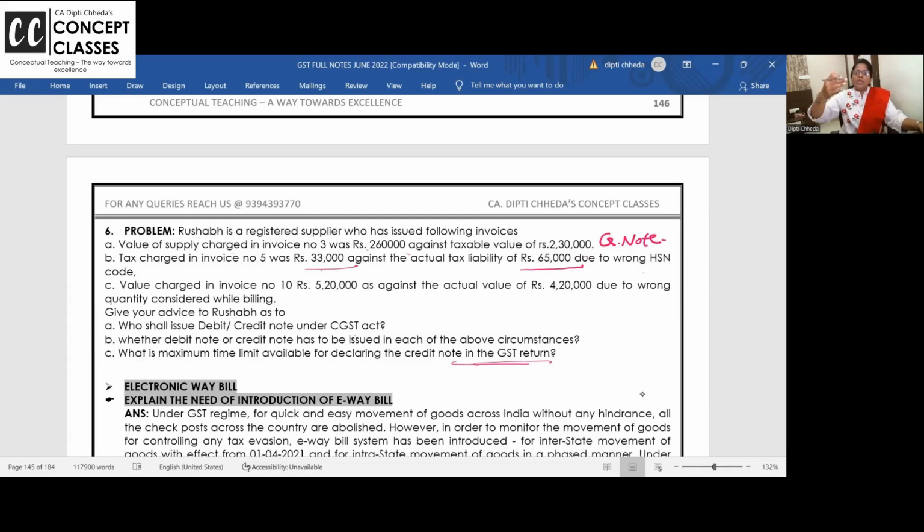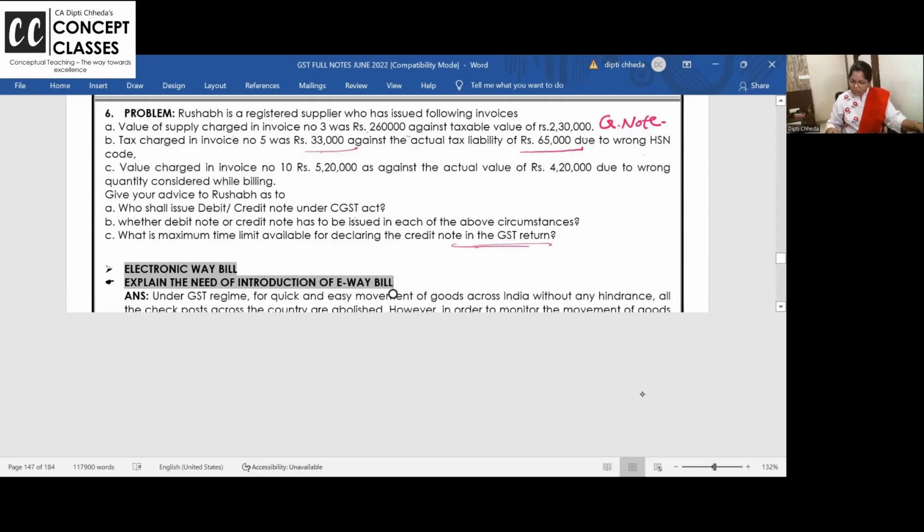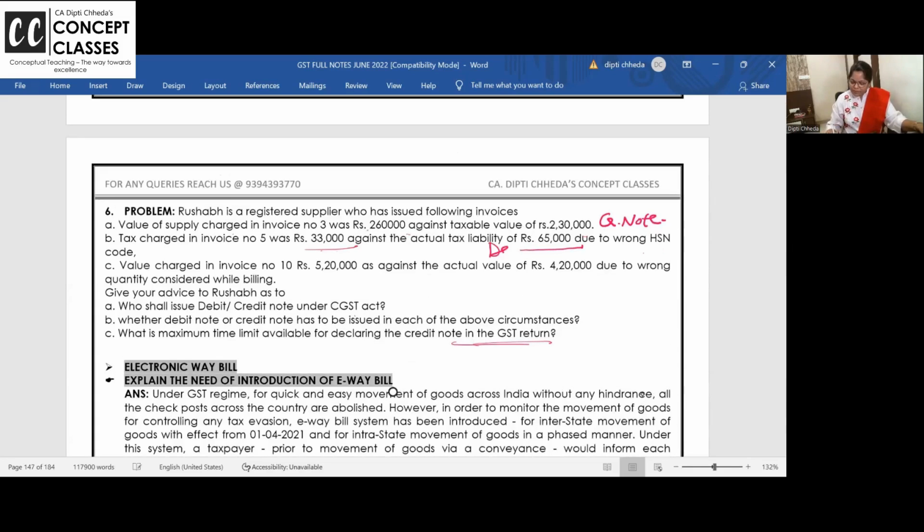If you charge more tax, what are you doing to party? Debit. Party debit to sales 33. But actually party should have been debited with tax 65. So now debit more. So which note you will issue? Debit note. Tax liability is more, greater than sign. Actual tax liability is more. आपने charge कम किया है.